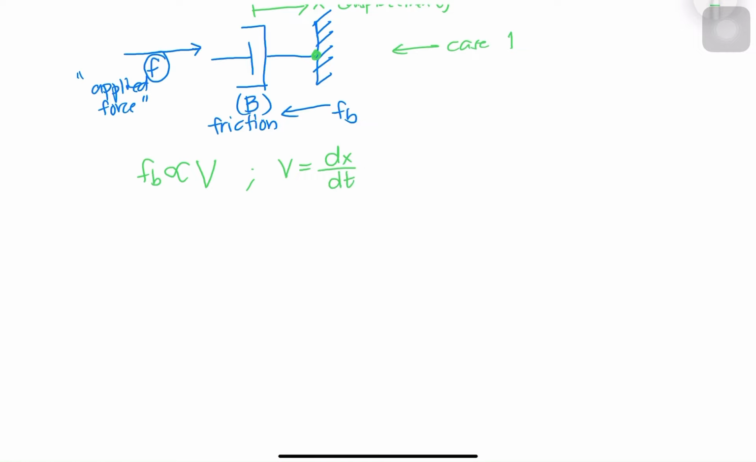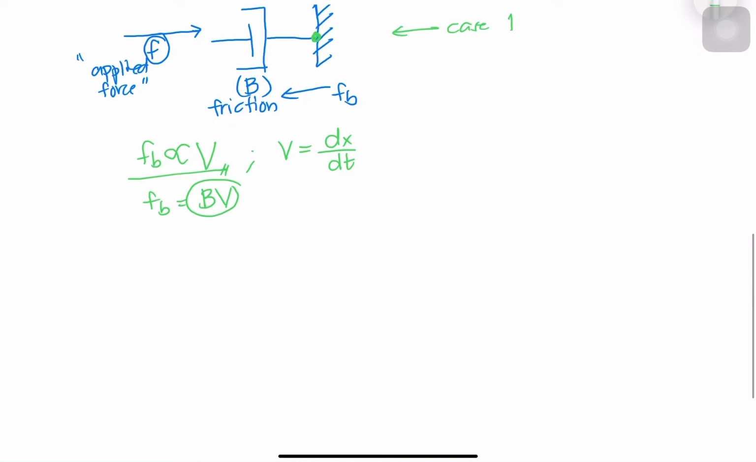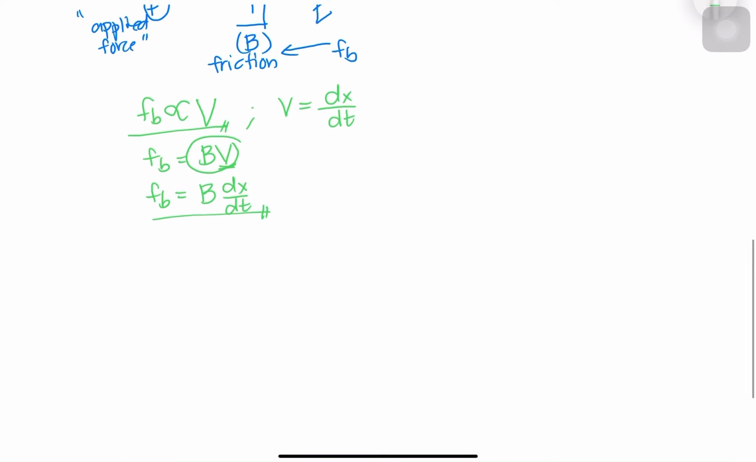first derivative of displacement. Okay, so we can assume that FB is equal to BV. So this formula came from this proportionality. And then FB is equal to B. B is our coefficient, and we can replace V with dx over dt. So this is the formula for the force due to friction.